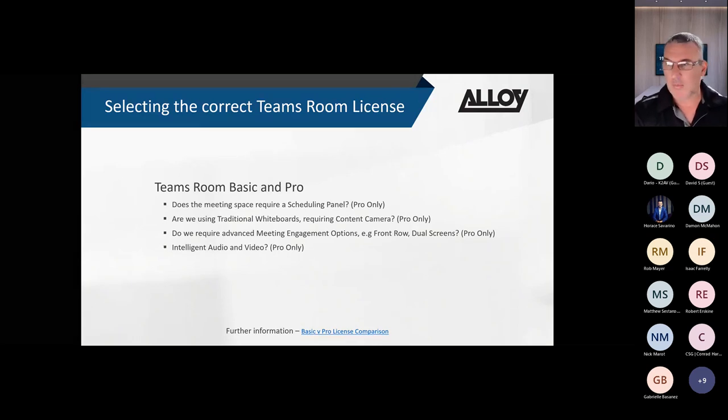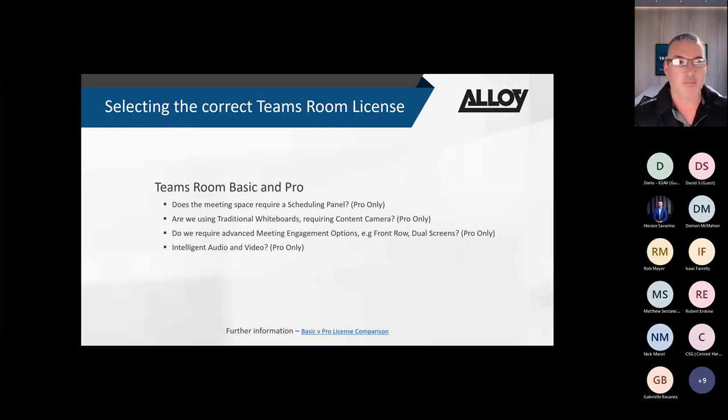And then we've also got some of the advanced engagement options through Teams Rooms, like Front Row and things like that, some of the features there that enhance the experience of your meeting, which are not available in the Basic license either. And intelligent audio and video support is also Pro only. For example, the IntelliSpeech that's available with some of the kits from Yealink supports transcribing and Cortana. So some of those advanced AI features are not available through the Basic license.